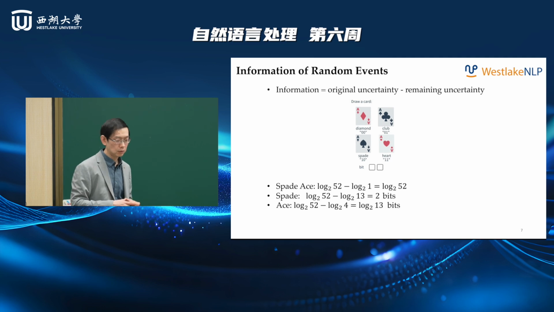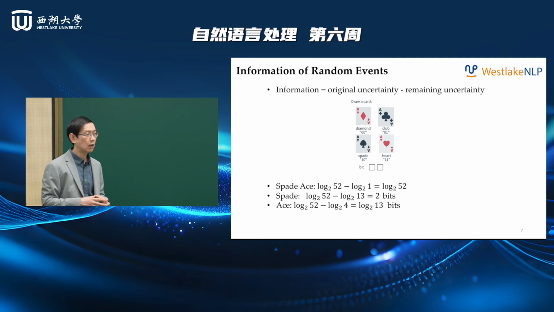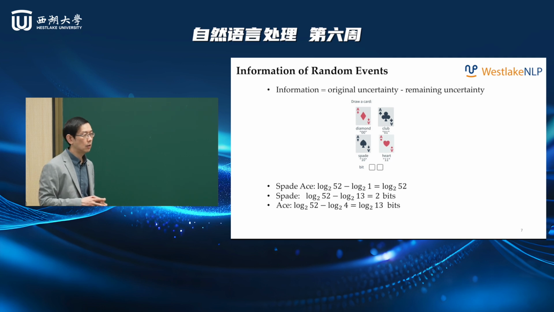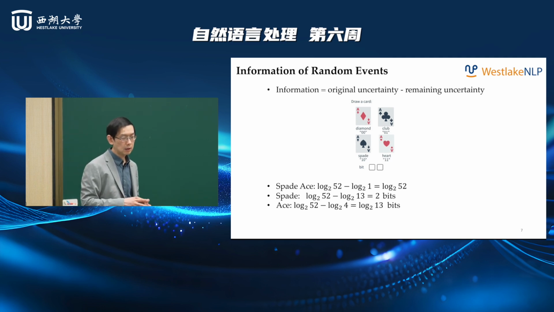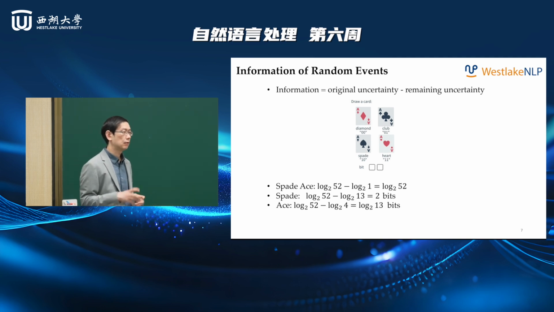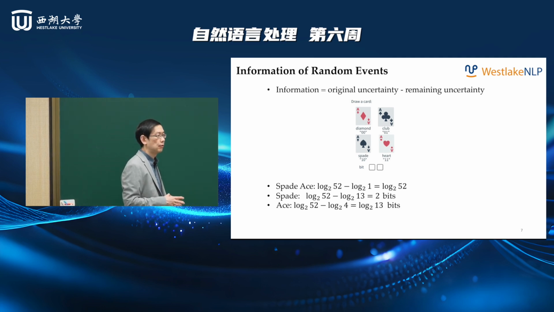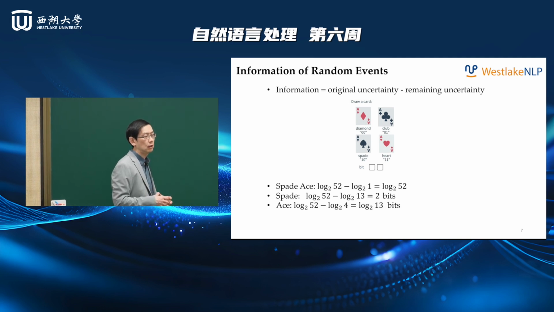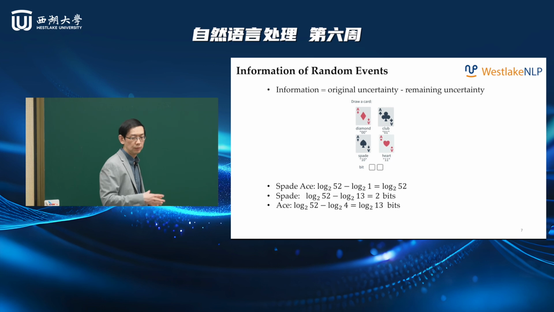But if I tell you that the card I draw is a spade card without telling you what is the number, then you know the original ambiguity is 52 choices, right? And now the new ambiguity is 13 choices. It's a spade card, right? So the information I tell you is log2 52 minus log2 13, right? Which is 2 bits.